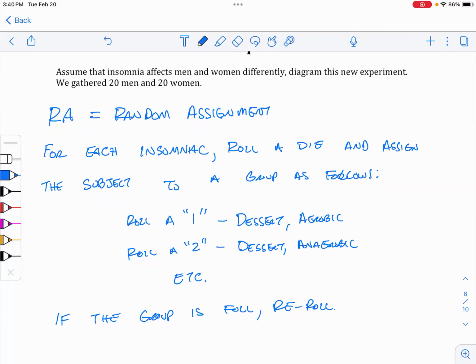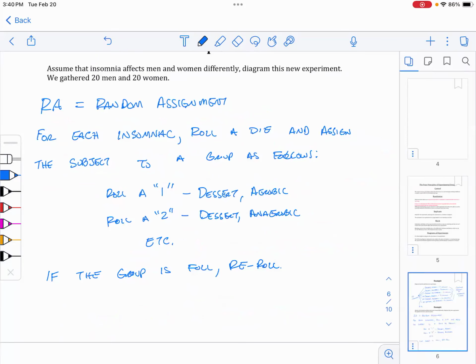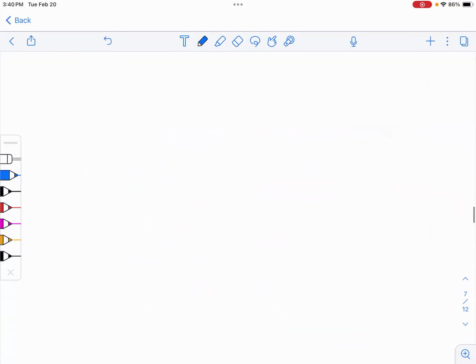All right. So now I want to go off and say, okay, assume that insomnia affects men and women differently. This is just a basic assumption. I want to diagram the new experiment and now assume I had 20 women and 20 men. Now, the good news is that diagramming this experiment is still very, very similar.